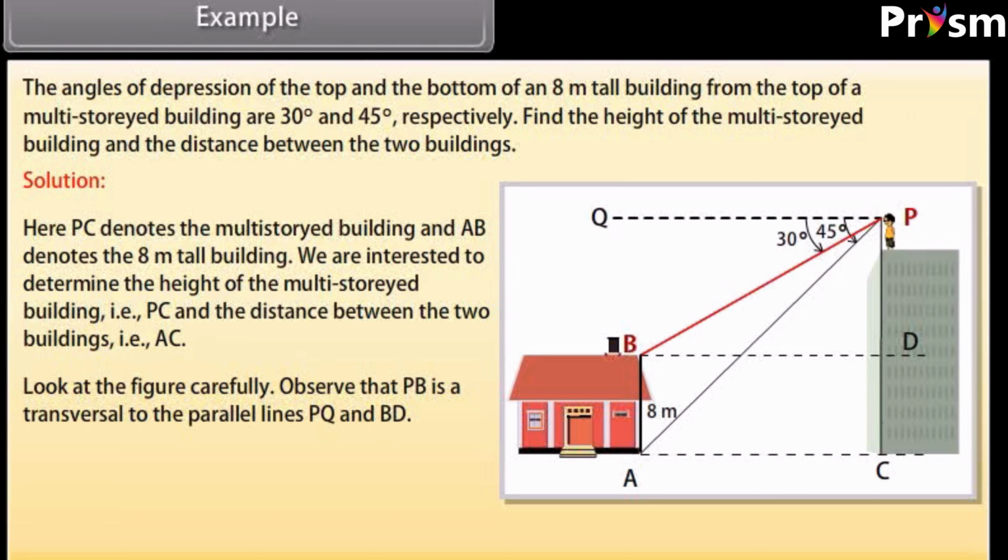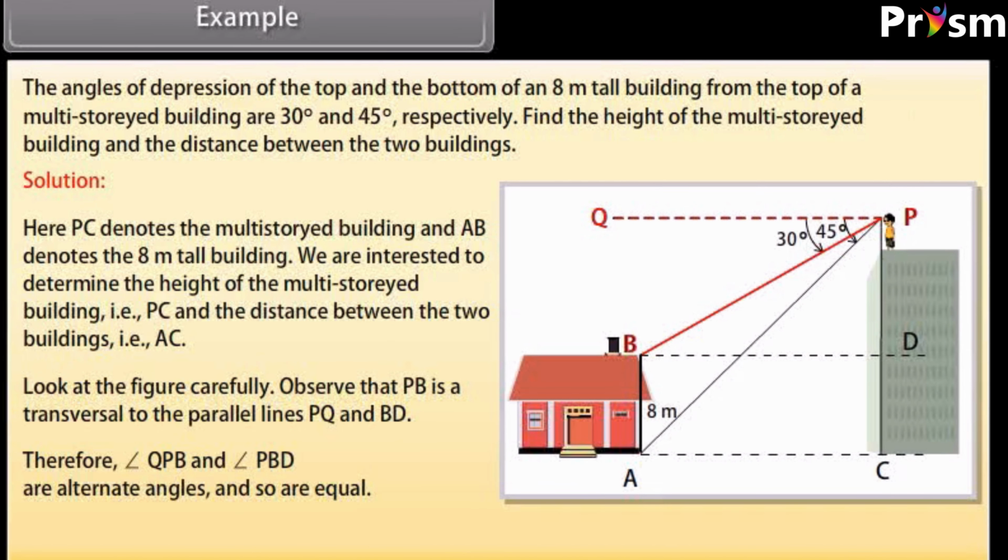Observe that PB is a transversal to the parallel lines PQ and BD. Therefore, angle QPB and angle PBD are alternate angles and so are equal. So, angle PBD is equal to 30 degree. Similarly, angle PAC is equal to 45 degree.